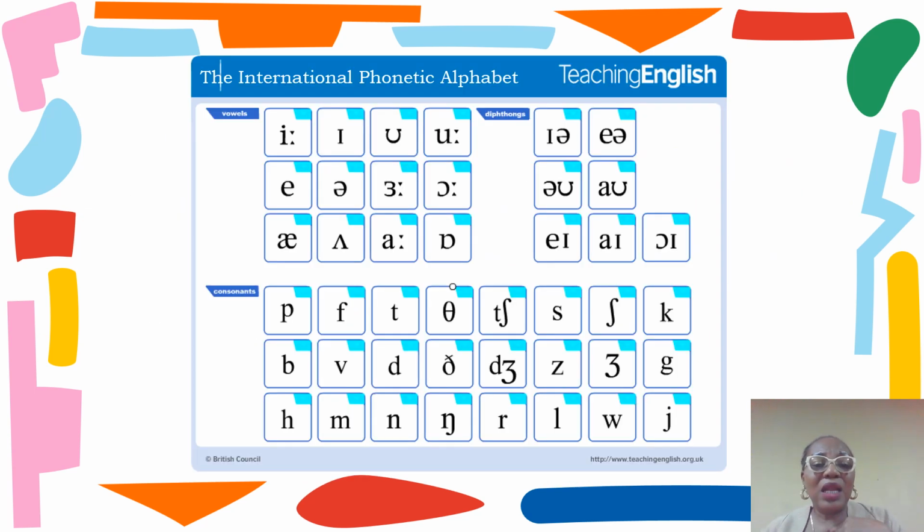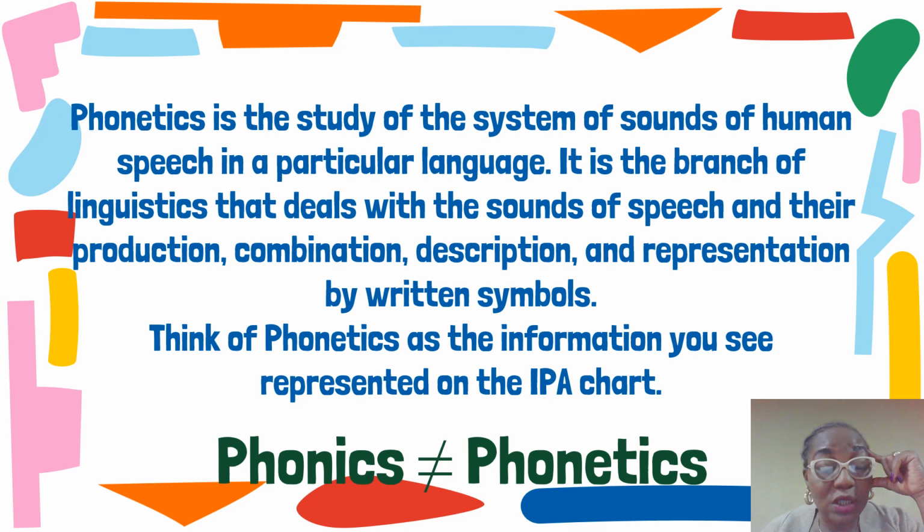So we're looking at an IPA chart here of sounds, vowel sounds, and consonant sounds. When you see these symbols, you're thinking of phonetics, and that's not what elocution is, and that's not what phonics is. I'm sorry. All right. So phonics is not phonetics, basically.